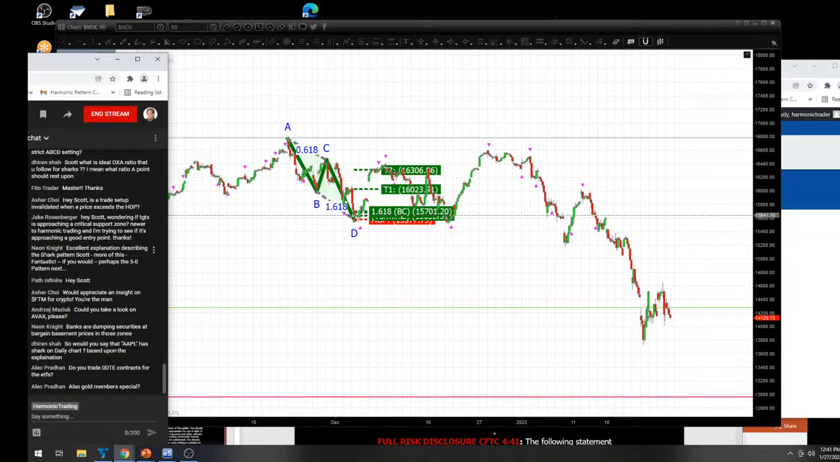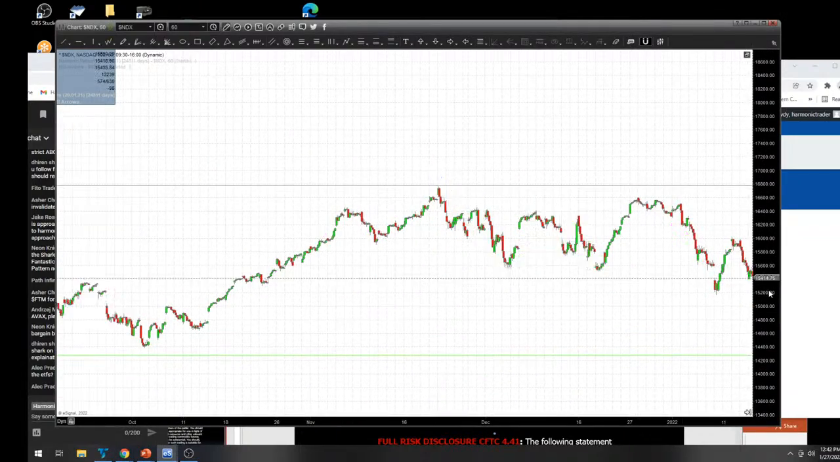I think next week we'll spend more time on Shark 5.0 relationships. Another good question. Is the trade setup invalidated when the hop is exceeded? I would say so. Now, tell me what happens at the hop.